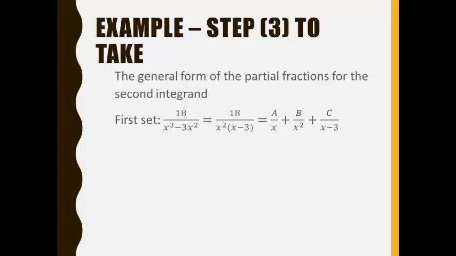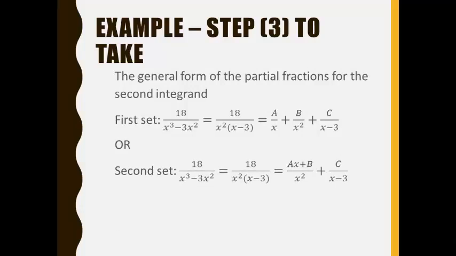If we treat q(x) as having repeated linear factors, the term in partial fraction decomposition can be written as 18 over x squared times x minus 3 is equal to A over x plus B over x squared plus C over x minus 3.